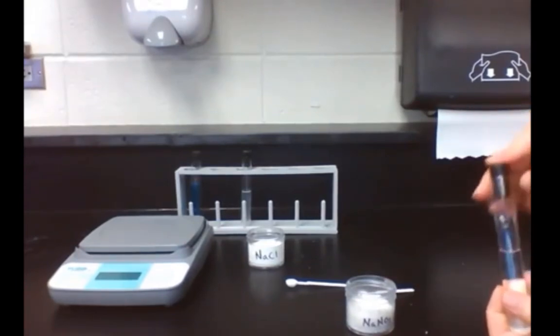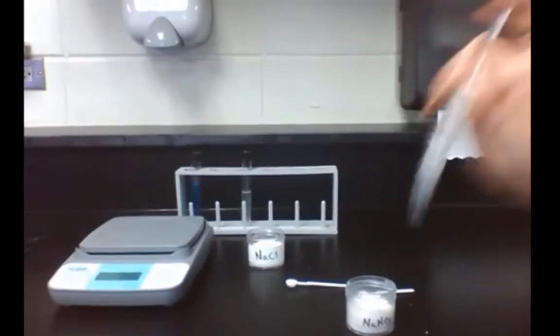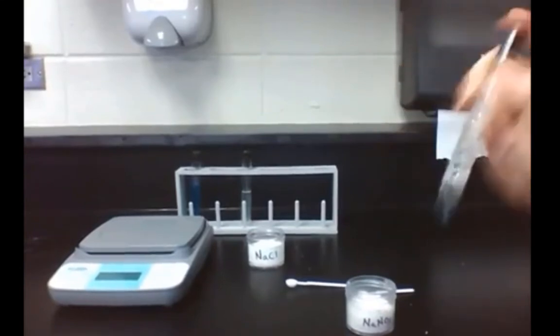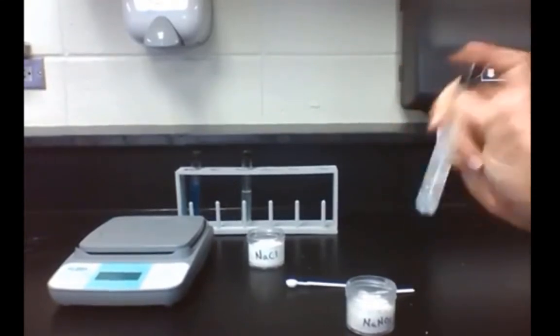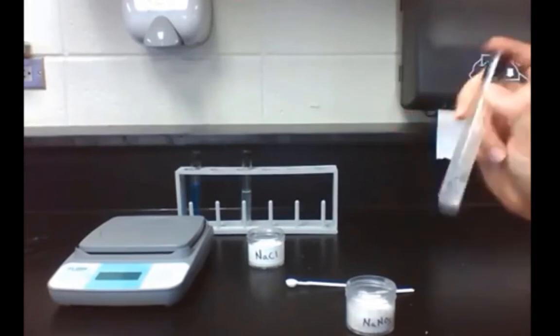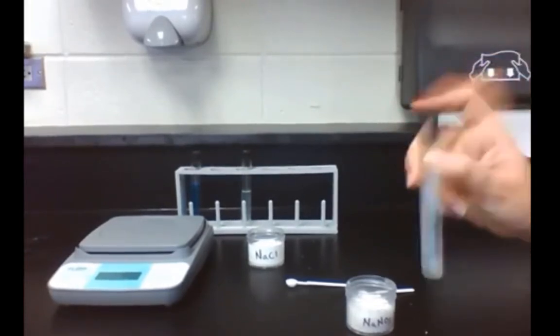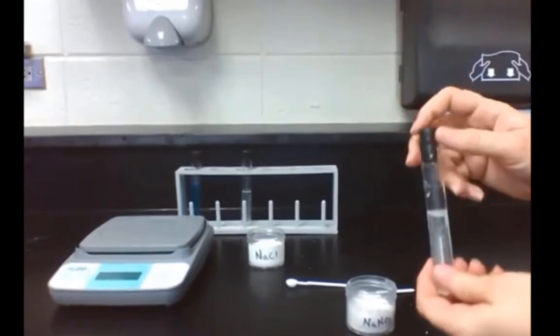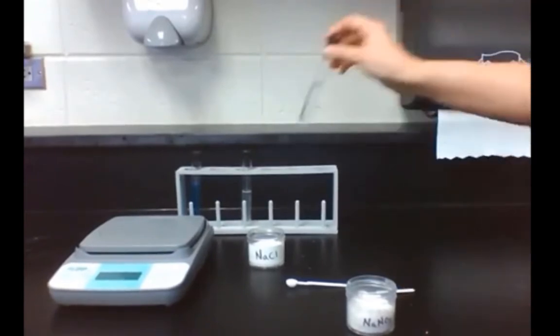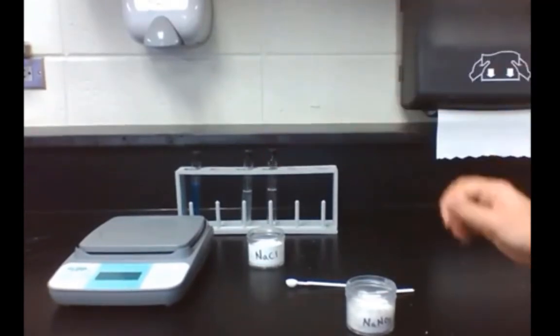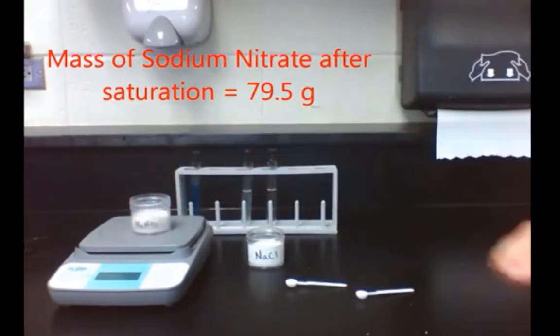Keep adding scoops, 1 scoop at a time, until no more can dissolve. After you have created a saturated solution, mass the jar of sodium nitrate on the scale and record the mass. Take the original mass minus the new mass to get the mass dissolved. Calculate solubility for each substance. Divide the mass dissolved by 10 milliliters of water.